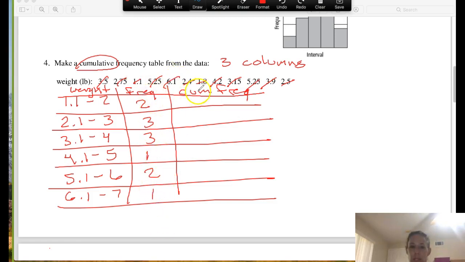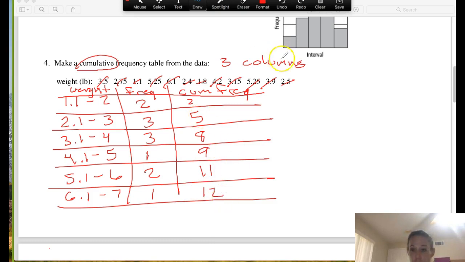Now that's my frequency. Cumulative frequency is literally accumulating how many data points I've got all the way down the row. So I start with 2. Then by the time I get to here, I add on 3 more. So now I've got 5. Now I'm going to add on 3 more. So now I have 8. Add on another one, I have 9. Add on 2 more, I have 11. Add on my last one, I have 12.